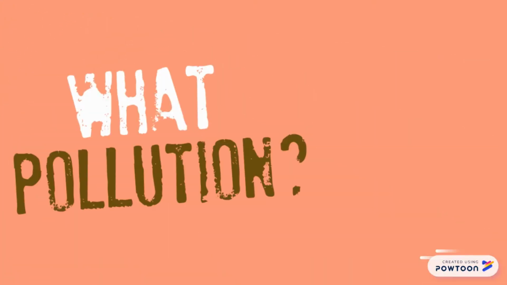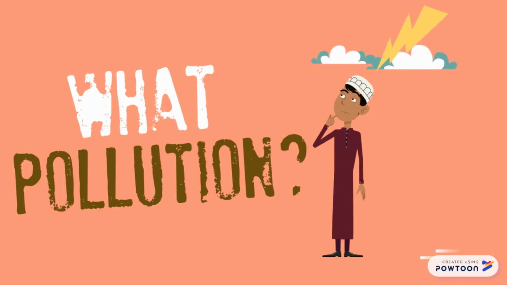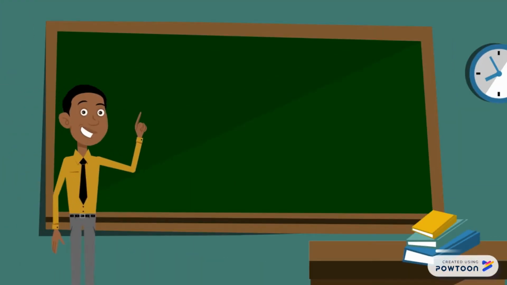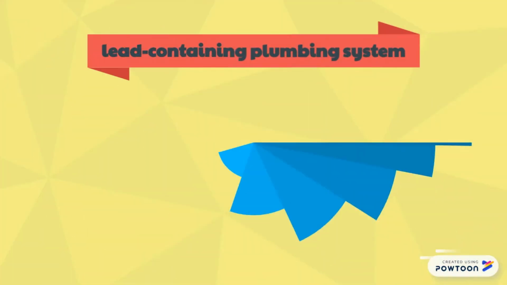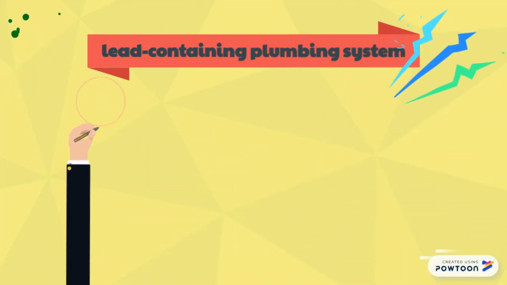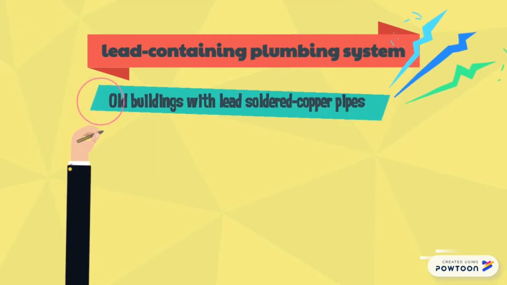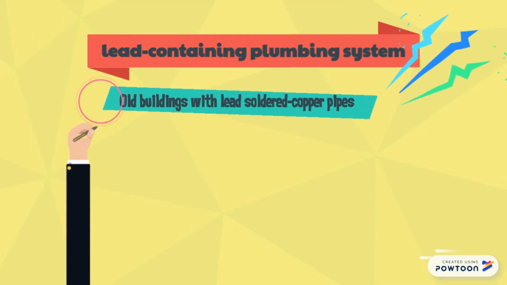So, what is the pollution caused by the lead element? First and foremost, it is water pollution. An example is our tap water. All buildings are likely to have lead in the plumbing. Houses or buildings built before 1983 could have lead-soldered copper pipes.